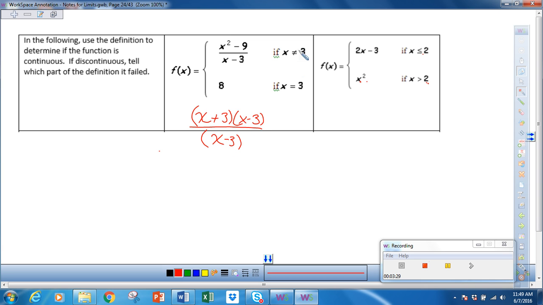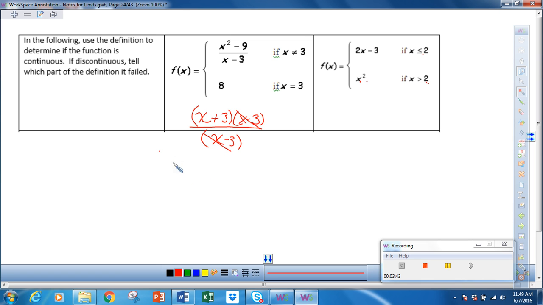But wait a minute. This says that this function is defined everywhere except x equals 3. And when x equals 3, then the function is 8. So just because this function has a hole at x equals 3 does not make it discontinuous. I have to look at the three conditions.